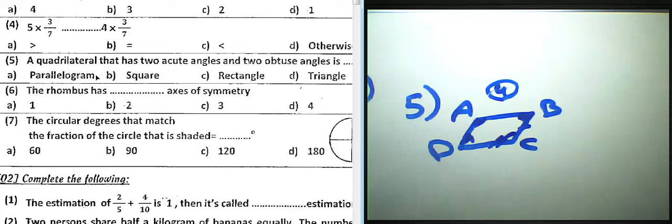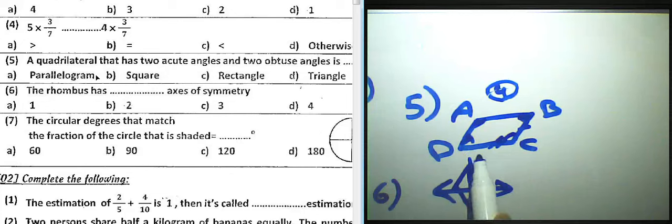Question number 6: the rhombus has blank axes of symmetry. A rhombus has two axes of symmetry. We have two axes of symmetry in a rhombus. A rhombus has two lines of symmetry, or two axes of symmetry. Write 2 here, choose 2.